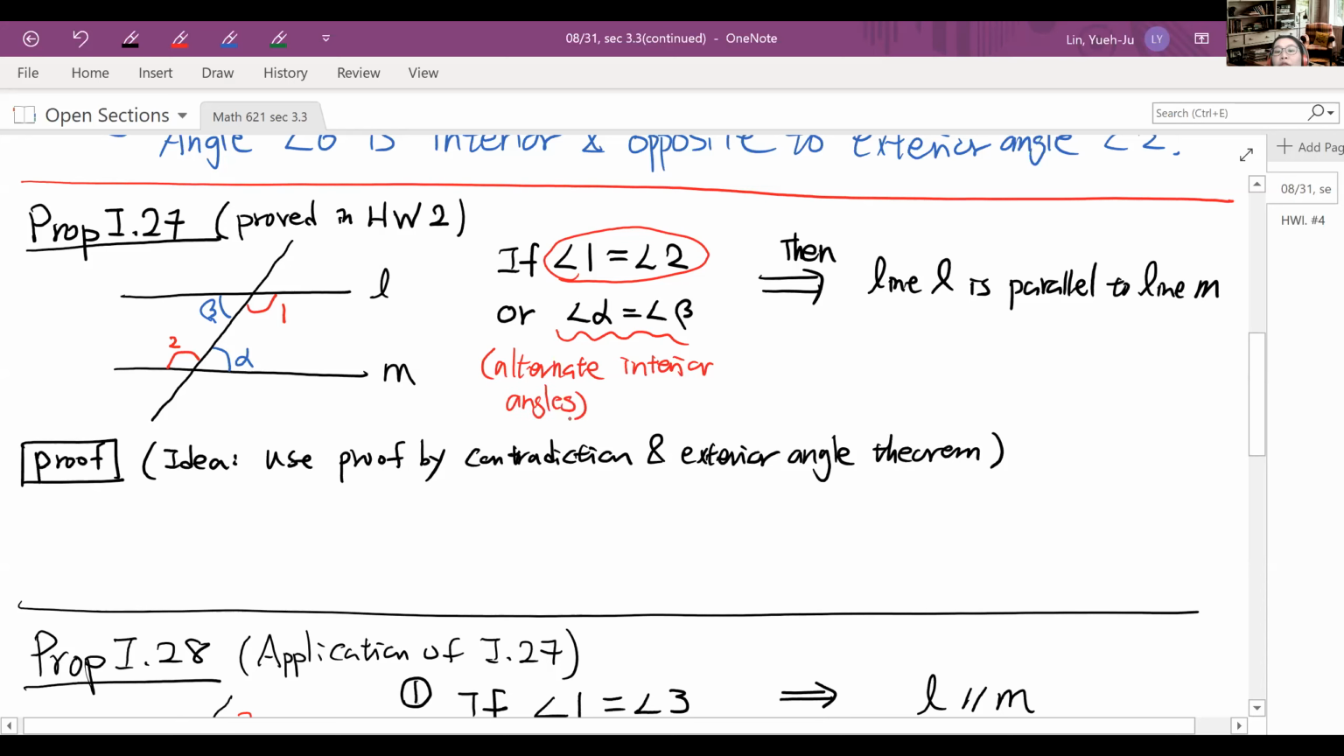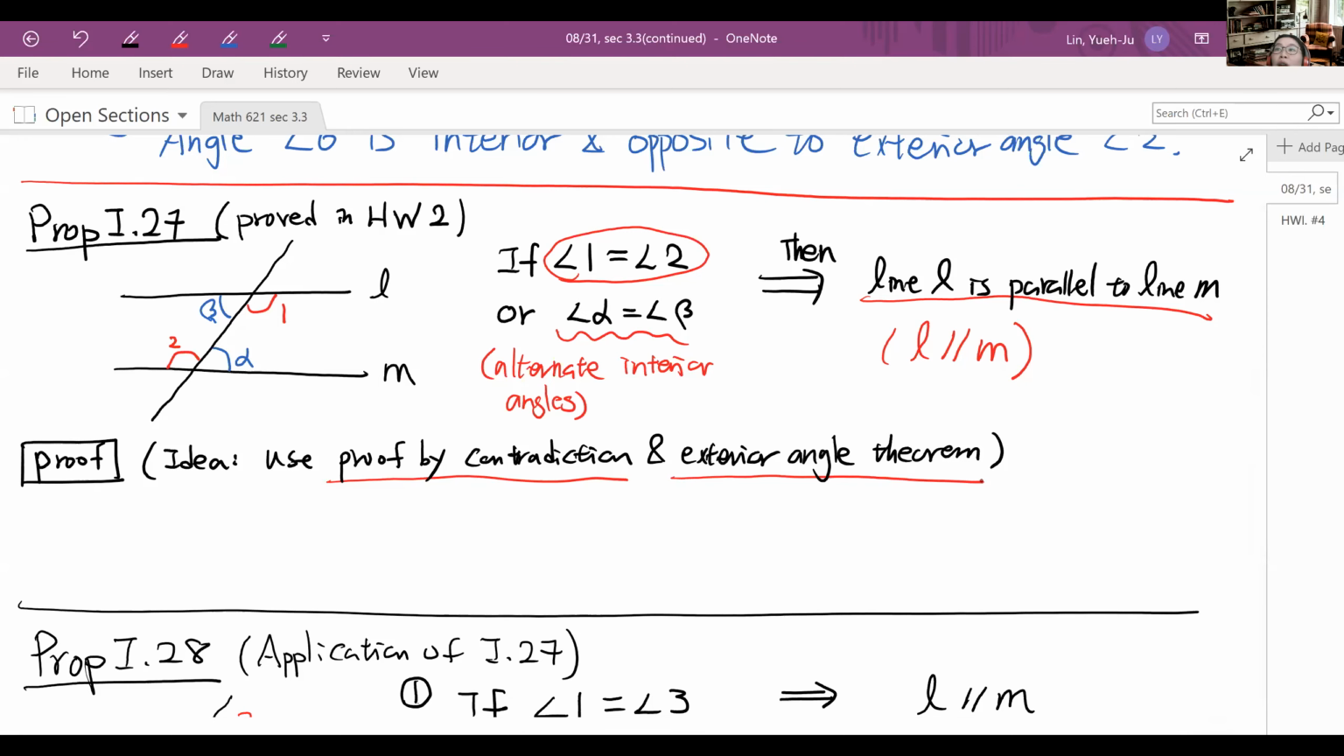So this tells you that if the alternate interior angles, either pair, are equal to each other, then right away this implies that line L is parallel to line M. And you're going to see later on, I'm going to use this notation for convenience. If you already read this part, or already did the homework, then you probably knew that the proof is essentially a proof by contradiction. Also we are going to use the exterior angle theorem. That's 1.27 in homework 2.